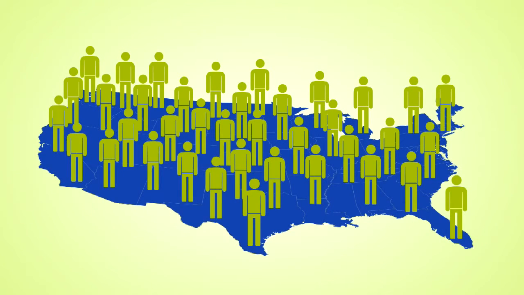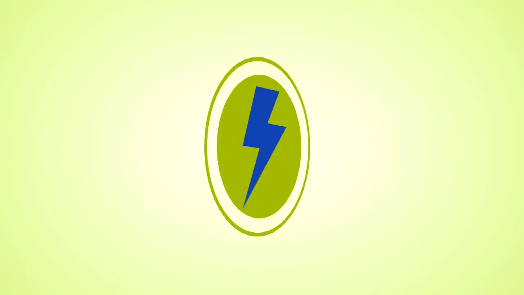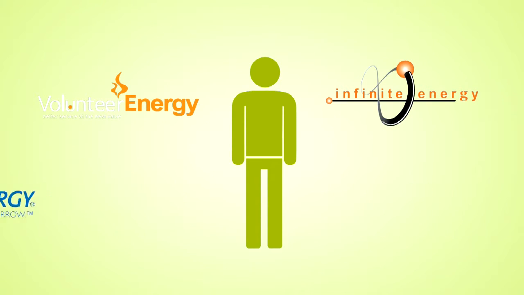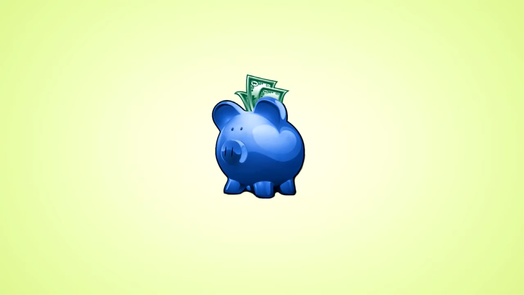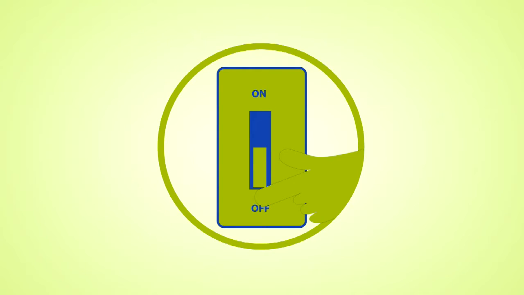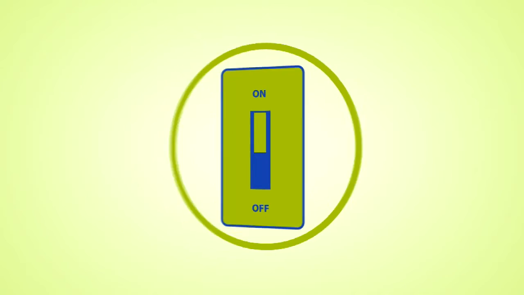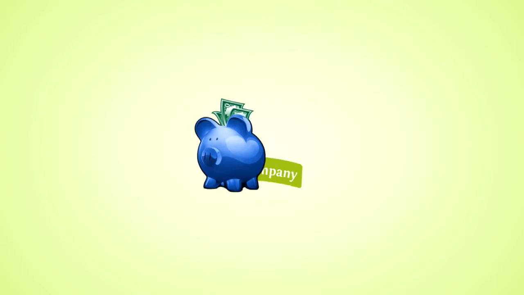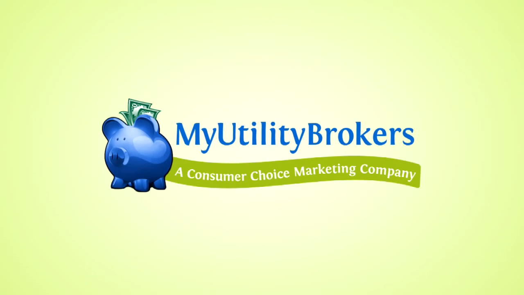Millions of Americans have exercised their right to pick a choice energy provider and a pricing program that is right for them. With a wide variety of energy products and plans available in the marketplace, you may find a plan that provides you with significant savings or provides more price security than your current plan. You may also want to consider switching to an energy product that uses primarily renewable energy. All of this can be done at MyUtilityBrokers.com.